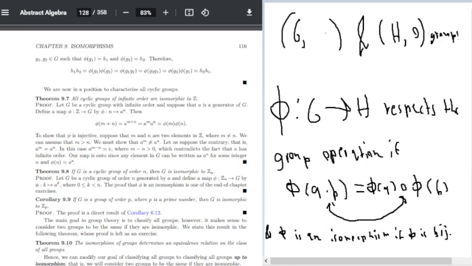We are now in a position to characterize all cyclic groups. Theorem 9.7. All cyclic groups of infinite order are isomorphic to the integers. Proof.